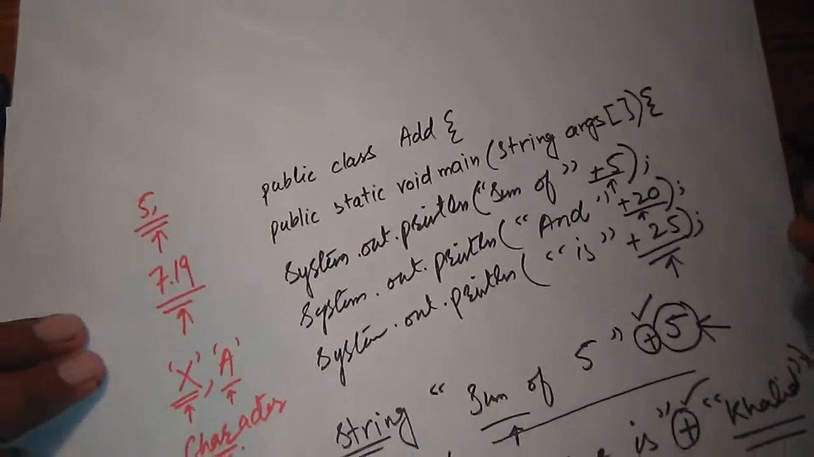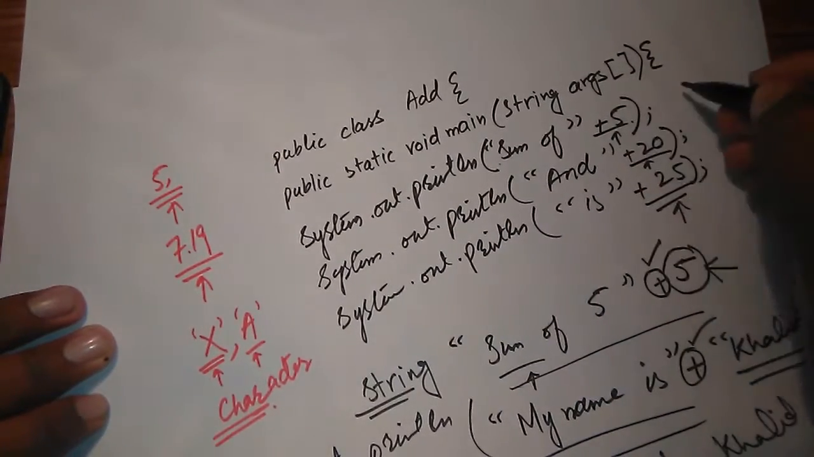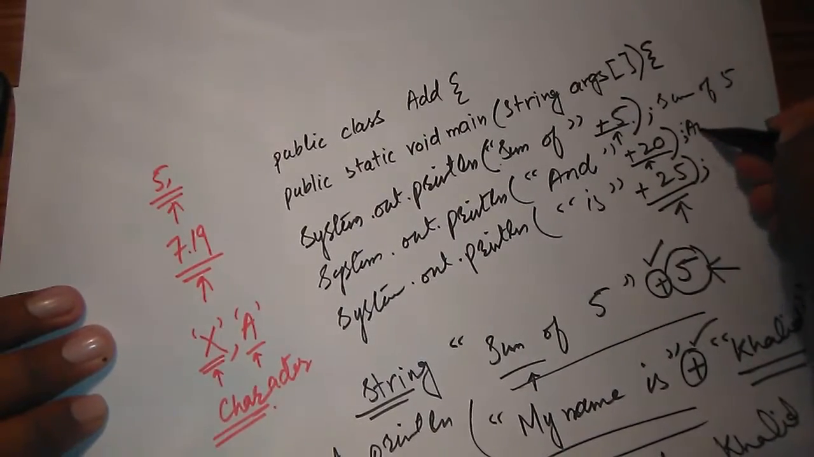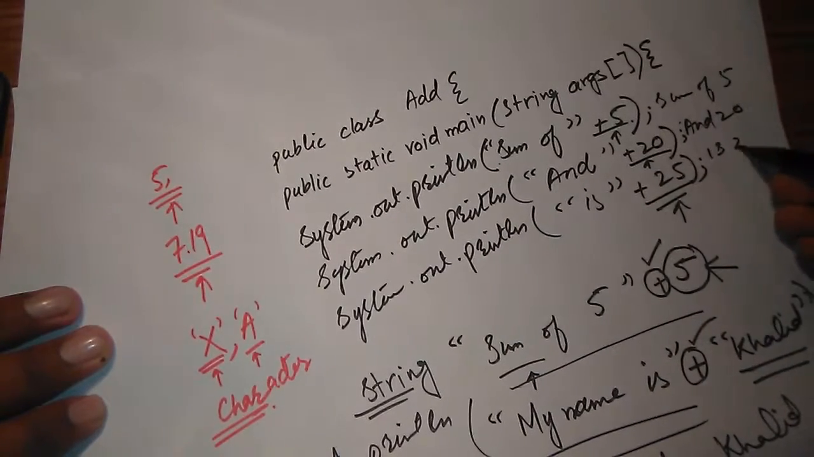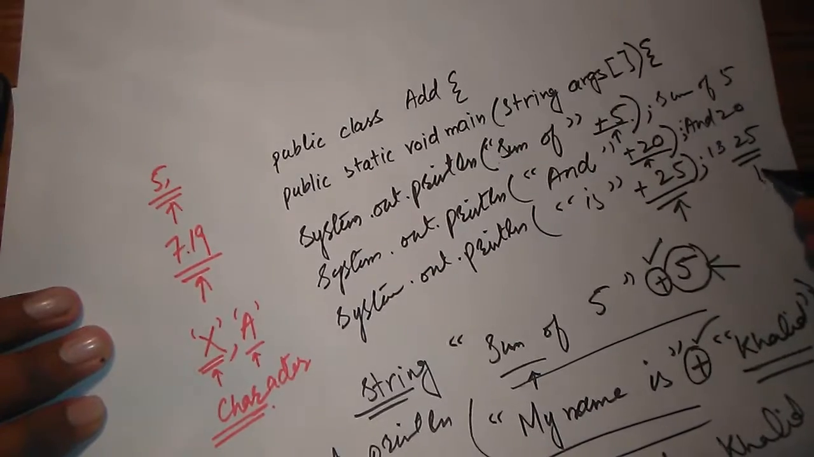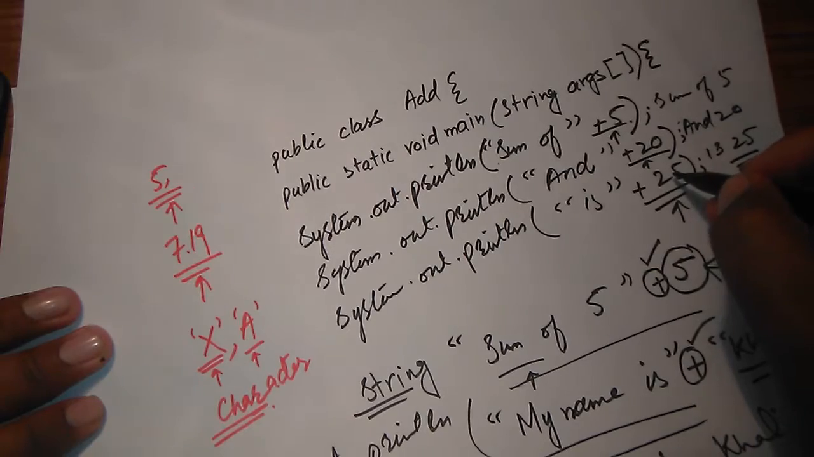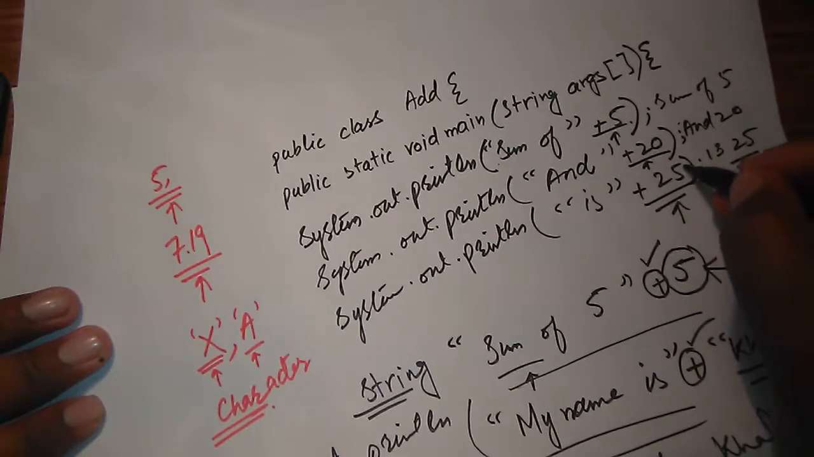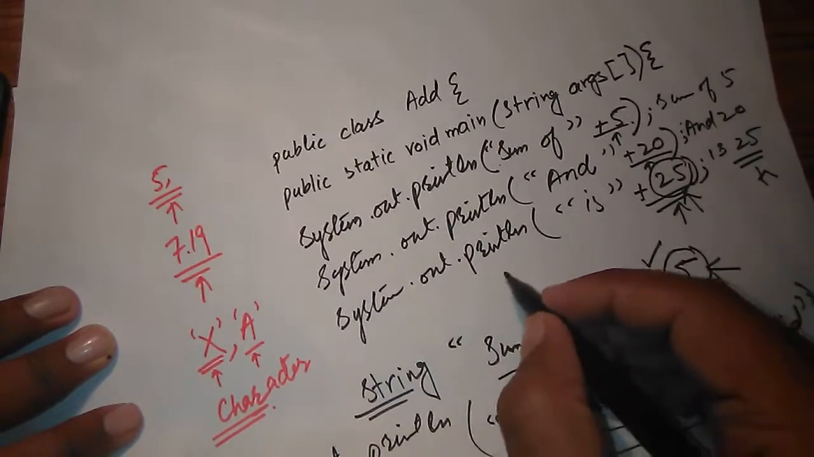Now I was telling you here, the result of this will be "sum of 5", a new line will start, and "20 is 25". Now there nothing is performed mathematically, so I can write here, and I'm going to replace this one. So I have concatenated this. I'm writing here this statement.